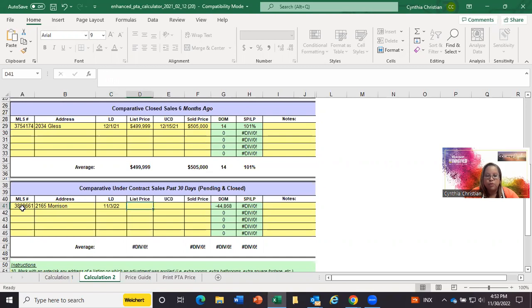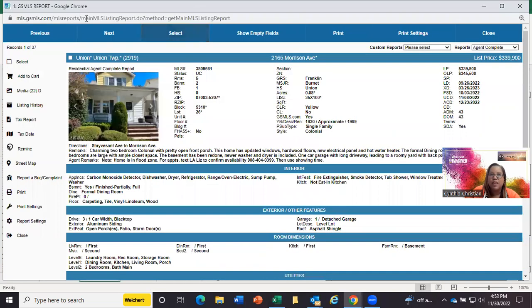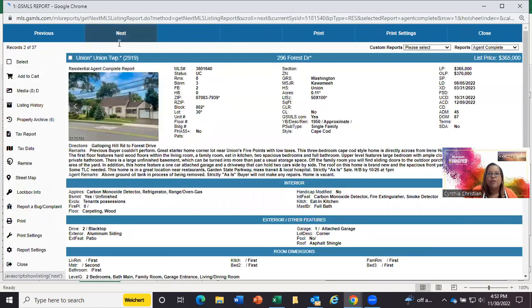We know the list price was $339,900, and it went under contract on the 20th. Okay. Now, we don't have a sale price because it hasn't sold yet. So remember, these are under contract. You're like, oh, why doesn't it have anything there? Well, it's not going to have anything because that one's not sold. So we're going to pick another one.